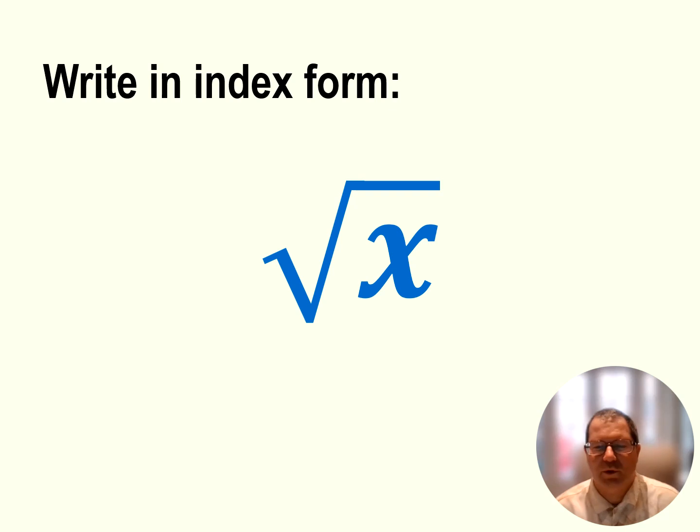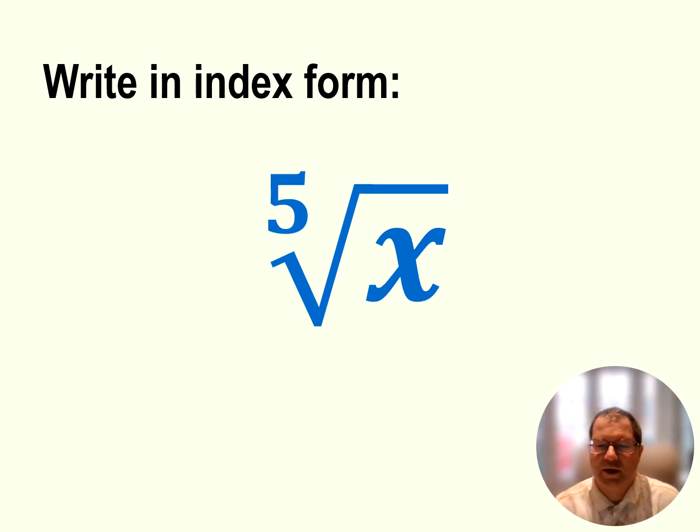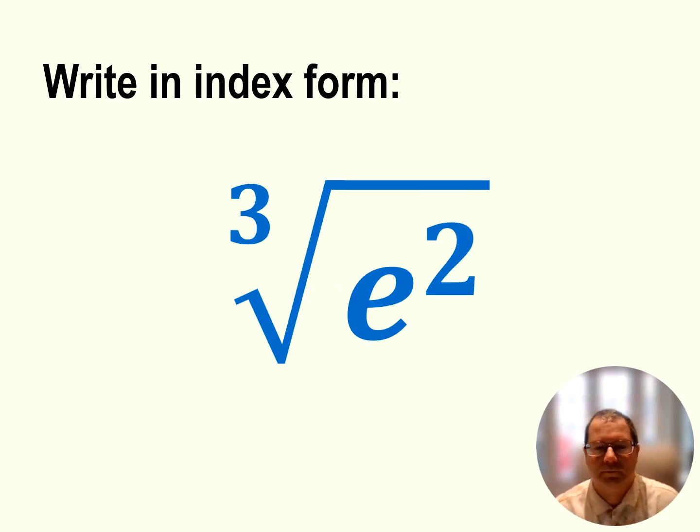So for example, if you were asked to write the square root of x in index form, you should remember that that means it's x to the power of a half. The fifth root of x would be x to the power of a fifth. The cube root of x would be x to the power of a third. The fourth root of x would be x to the power of a quarter, and so on.